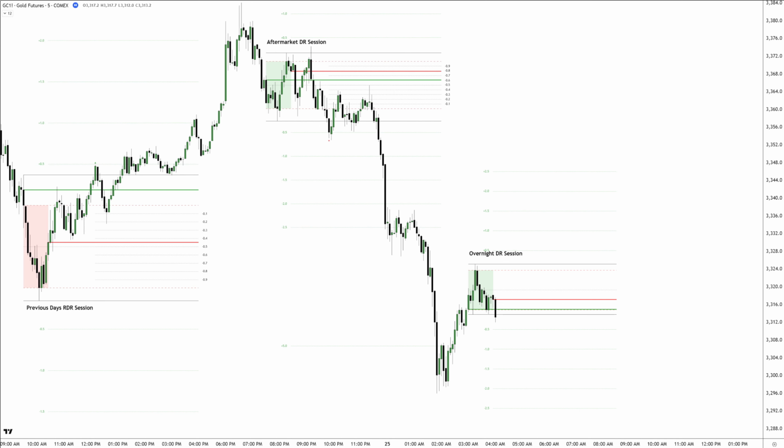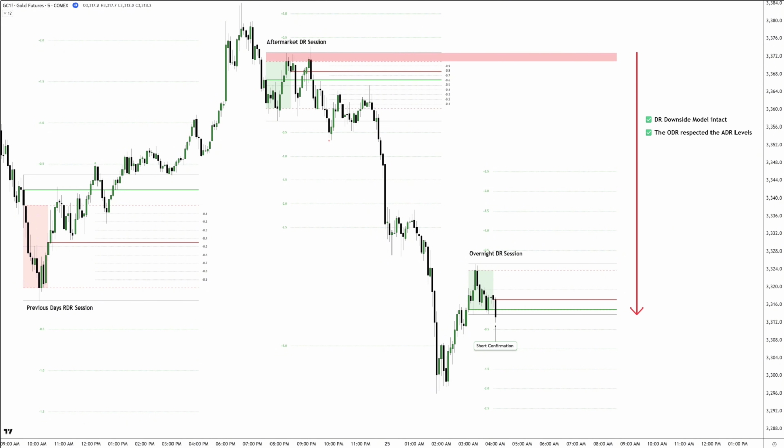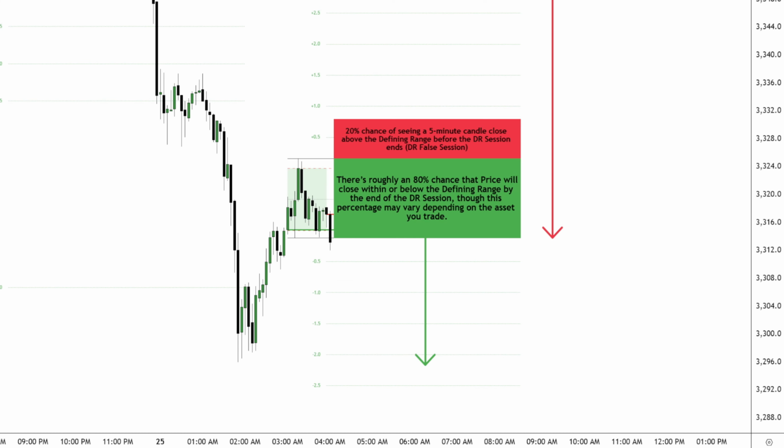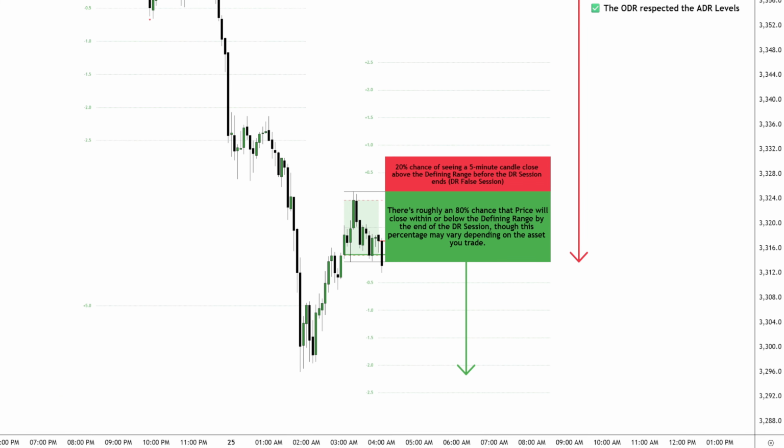As we move into the overnight DR session, things continue to align. The session forms and confirms shorts just 5 minutes after the first hour, confirming that a DR downside model is in play. With confirmation now in place and the model intact, we don't want to go against the probabilities. Remember, the chance of a DR false session at this point is only around 20%.